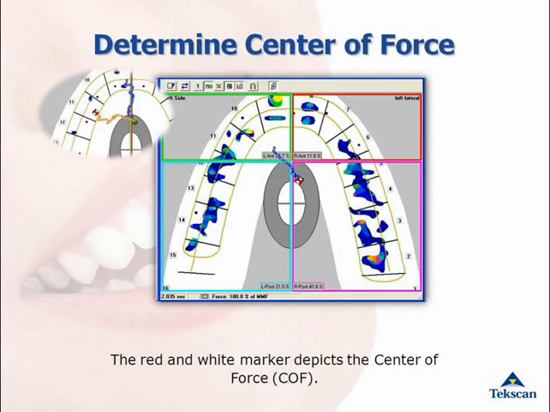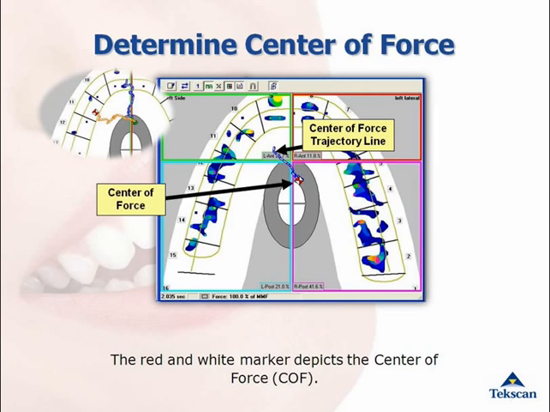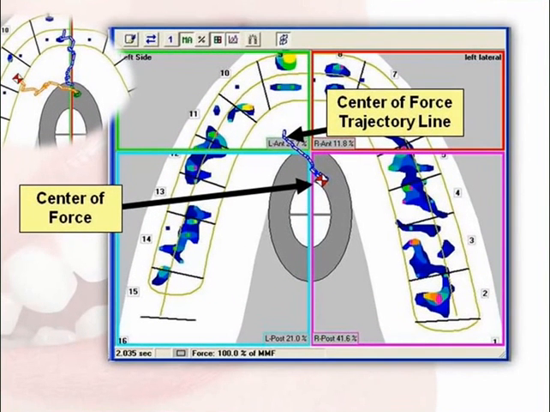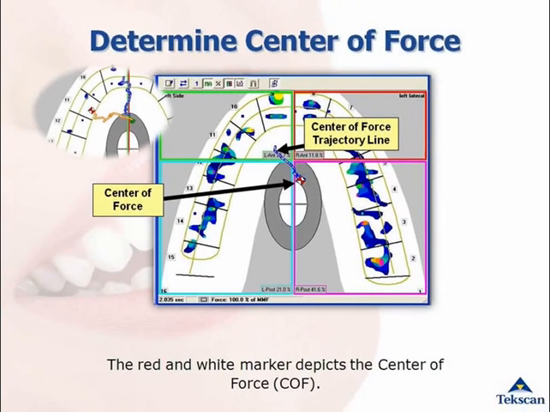Each T-Scan recording has a center of force trajectory line that displays the history of the patient's bite. The trajectory line is color-coded to easily identify when the patient is occluding, holding down, or where the excursion begins. The center of force is a timeline of what happens throughout the path of closure. Each segment of the center of force trajectory line represents one click of the mouse, or 1/100th of a second in time.